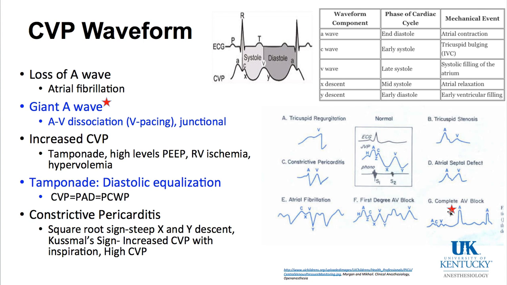Constrictive pericarditis gives a very unique CVP waveform, as shown over here on the bottom right under C, where you have this square root sign, steep X and Y descents. And when a patient takes an inspiration, when they're not mechanically ventilated but breathing normally, intrathoracic pressure rises, the lungs squeeze the bag around the heart, the pericardium, and the CVP actually goes up with inspiration instead of down, and that is Kussmaul's sign.